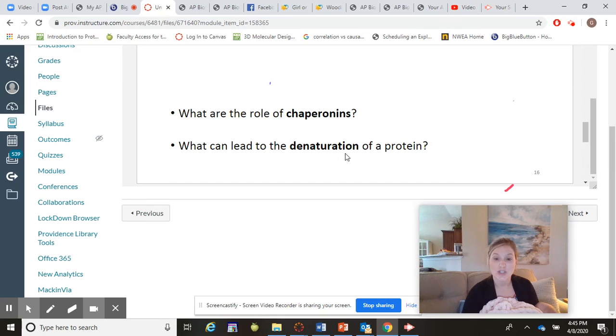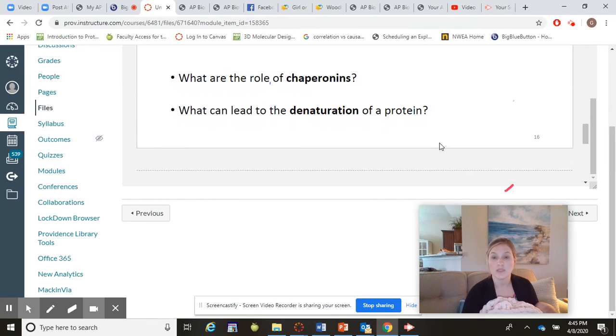Denaturation of a protein can be caused by changes in pH. It can be caused by changes in temperature. Remember, extreme heat would melt the bonds that hold the protein together in its complex shape. A change in pH is going to cause the protein to also be denatured because some of the R groups are acidic and basic, and if you change the pH, it's going to change the way that the basic and acidic R groups interact with their environment and cause it to change the way it folds.